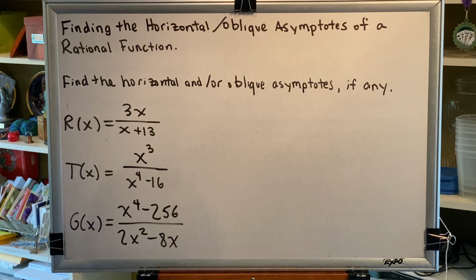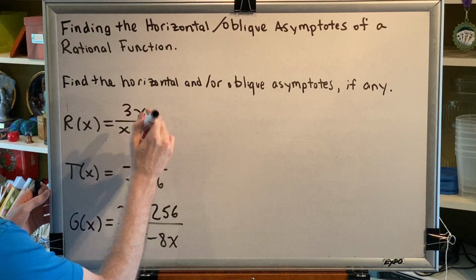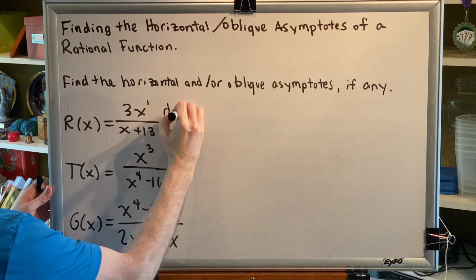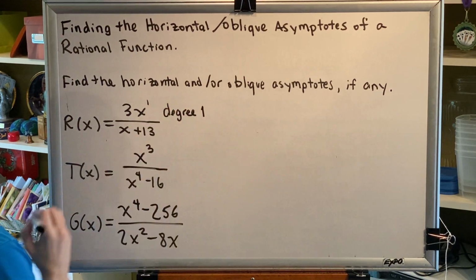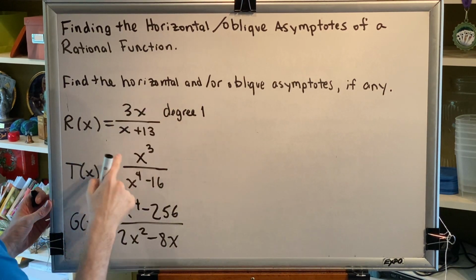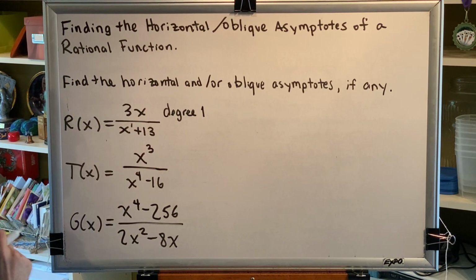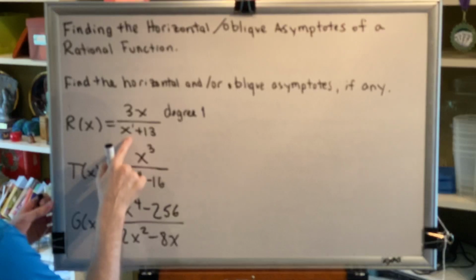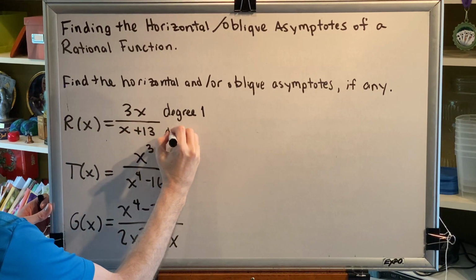The first step in finding horizontal and/or oblique asymptotes is to determine the degree of the numerator and the degree of the denominator polynomials. You might recall that when a polynomial is written in polynomial form, which is a bunch of terms being added or subtracted, the degree is the highest exponent of x. So, for example, 3x is the same as 3x to the first power, and the highest exponent of x is 1, so this is degree 1. Similarly, x is the same as x to the first power. This 13 does not have an x, so the highest exponent of x is again 1.